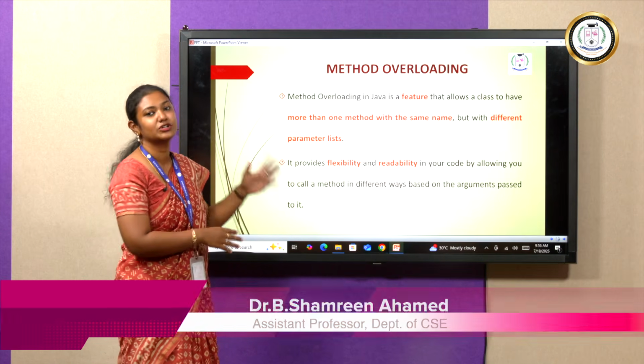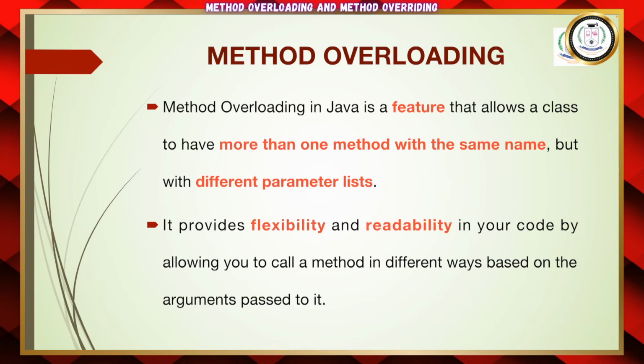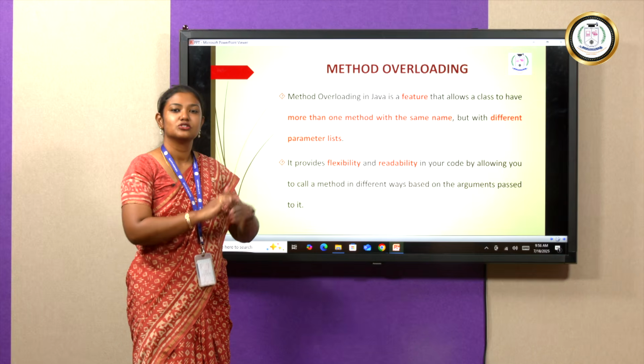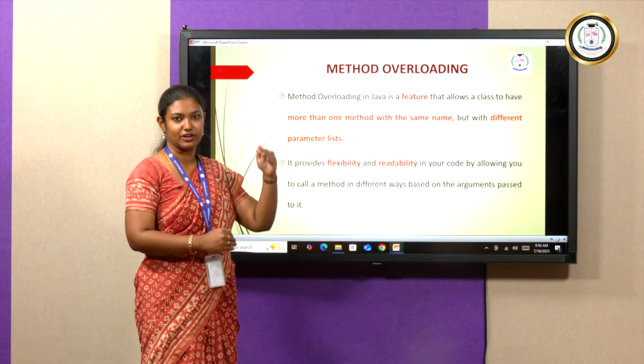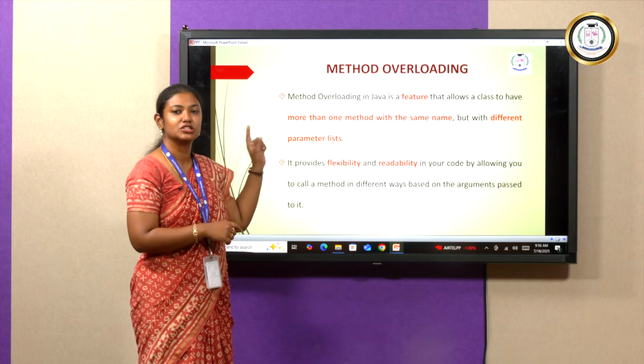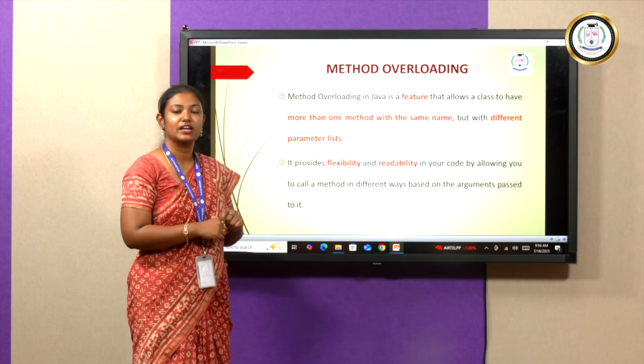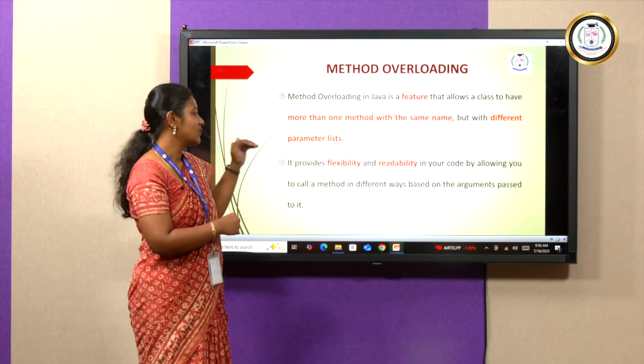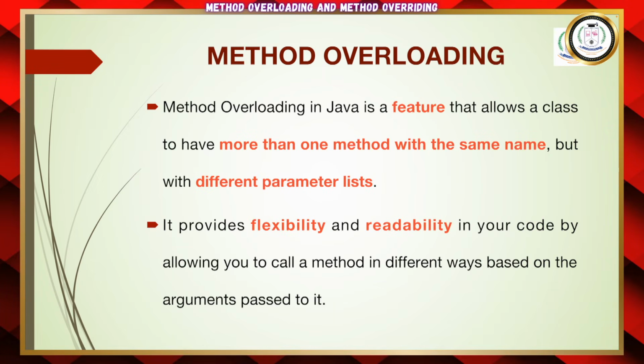So when we are going into the method overloading topic, we are going to have more than one method with the same name. So what is this more than one method? When we are having an entire program, the same method will be used multiple times with the same name. So that is method overloading. Another major advantage in this is that we are going to have flexibility as well as readability. So how are we going to have this? We'll just see that with an example.